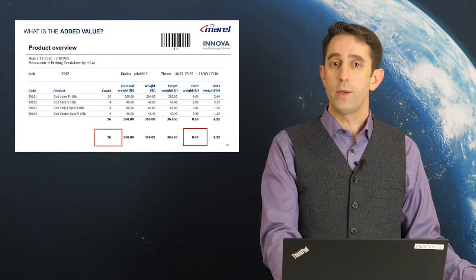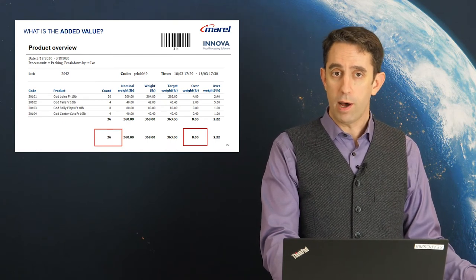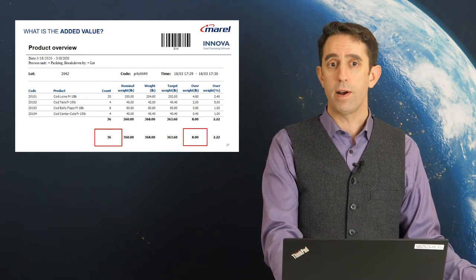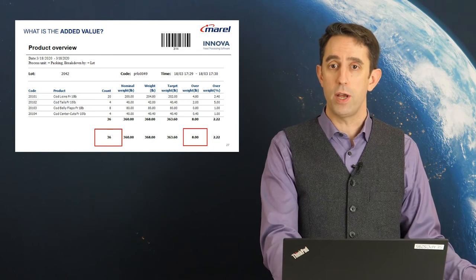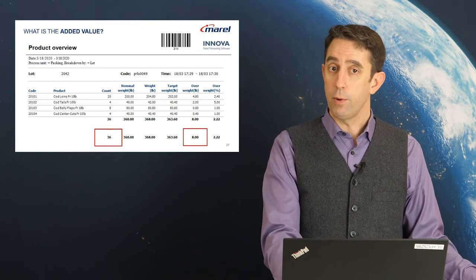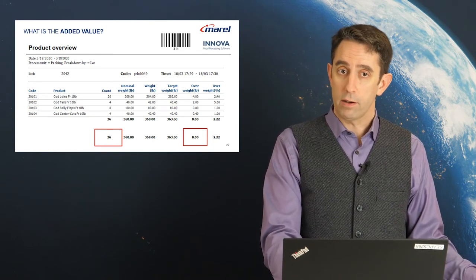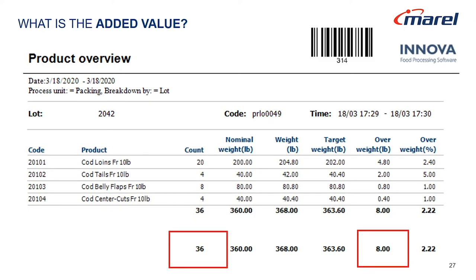Second, we can use the weight limits on the scale, so if the box weight is not in compliance, the operator must fix the weight before a label is generated. This reduces our giveaway, also known as overpack. Third, by adding serialized barcodes to our labels, we can control other processes, such as palletizing, dispatch, and reprints.